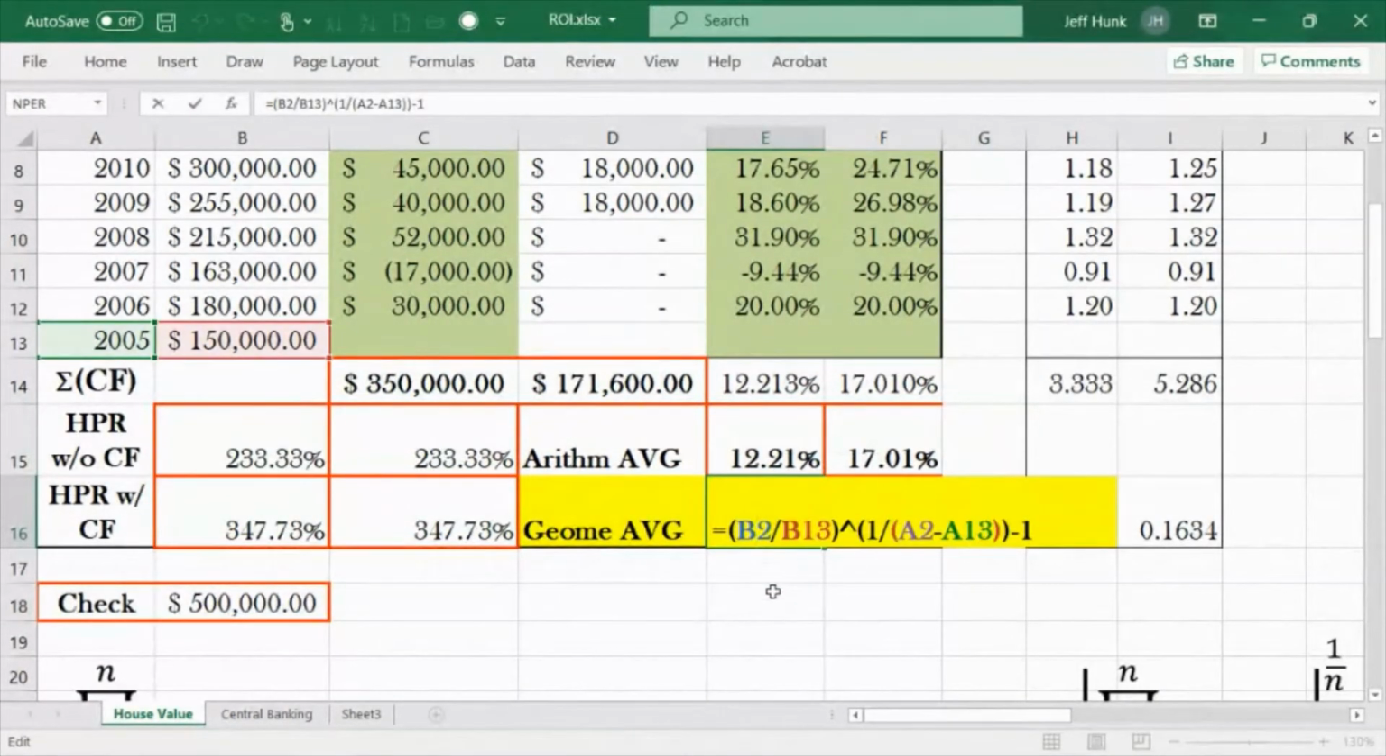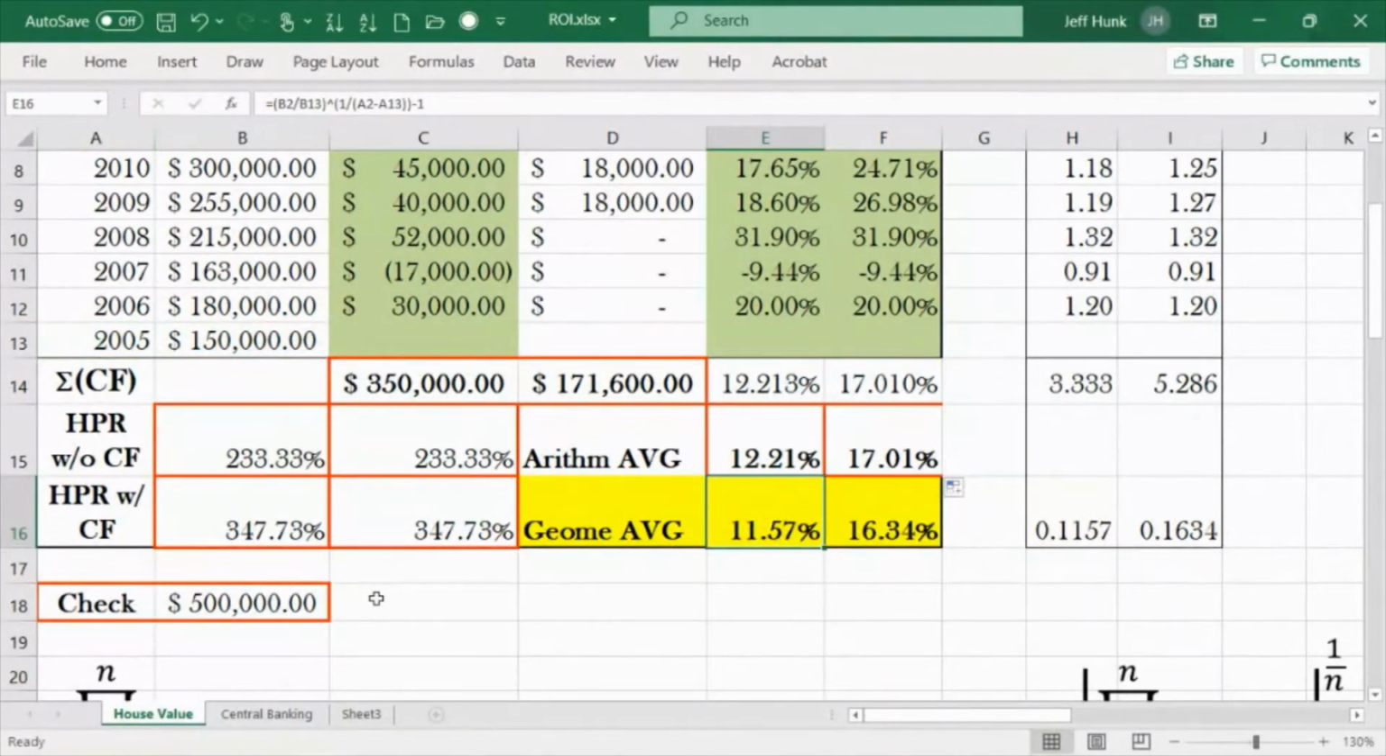I took the geometric average here. Why geometric average? Because the geometric average factors in the effect of compounding. So what is compounding? Compounding is like snowballing.